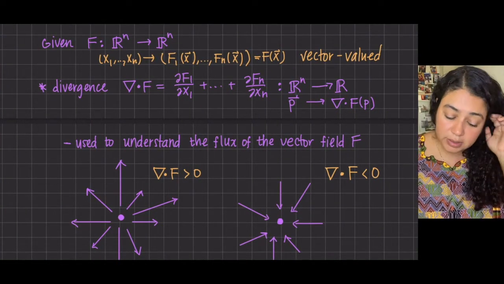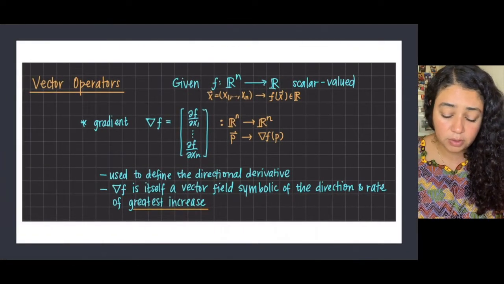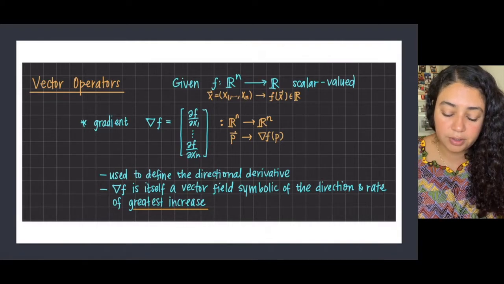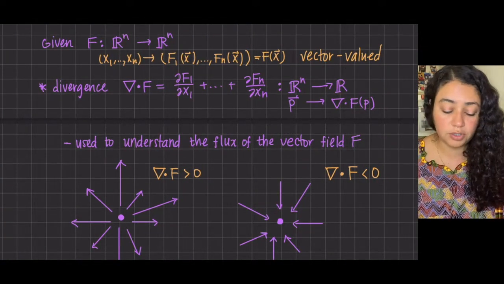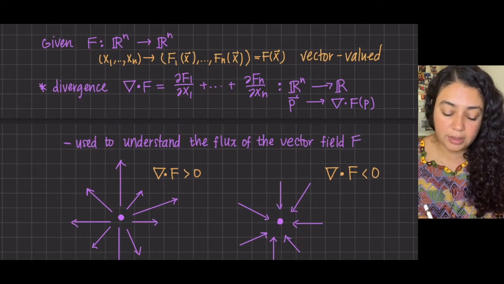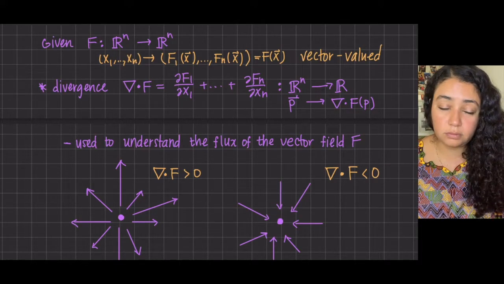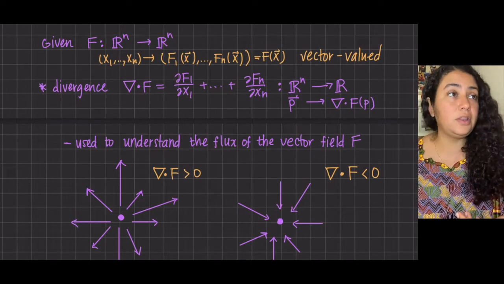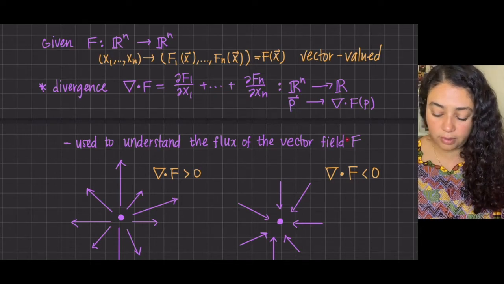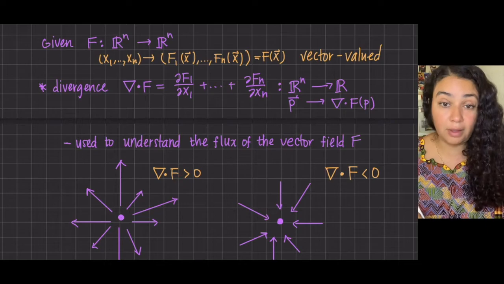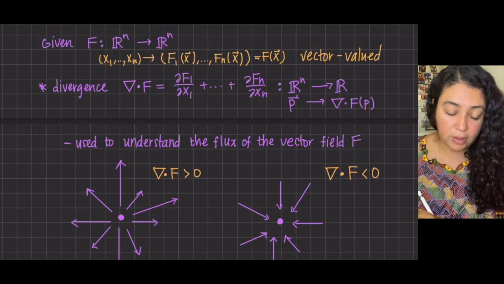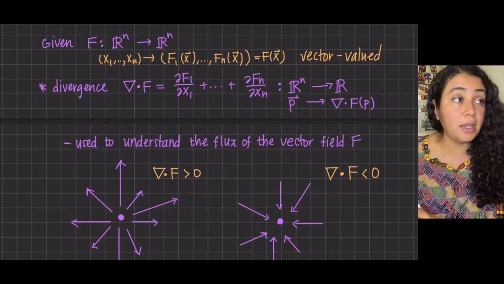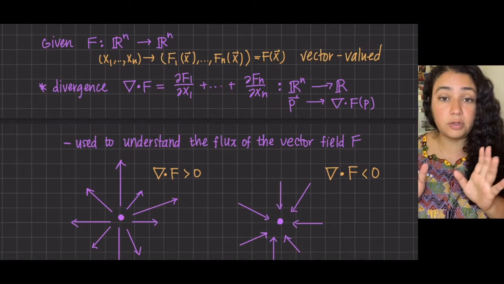And we also have the divergence of a given vector field. Something to always keep in mind once you get into vector operators is the domain and range. Your f here is a scalar valued function, but here f is a vector valued function. For a vector valued function, you take the sum of the partial derivatives, and you actually get a scalar valued function or operator. And these are used to understand the flux of that given vector field F. Essentially, if the divergence, which is a scalar value, is positive at a given point, it's telling you that the vector field F around that point is behaving in a way that things are moving away from that point.